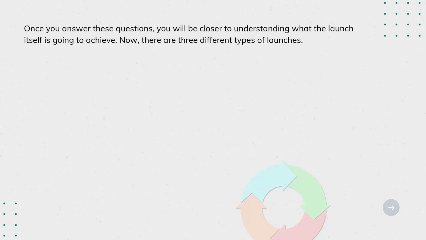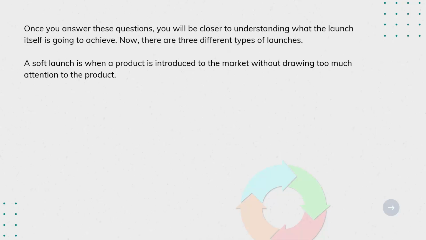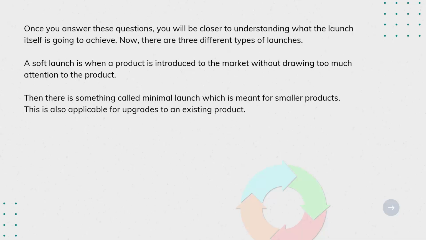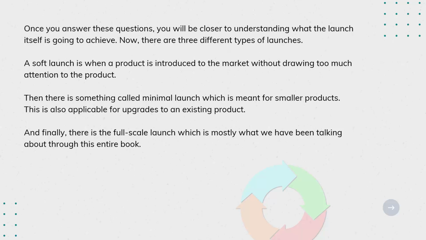Now, there are three different types of launches. A soft launch is when a product is introduced to the market without drawing too much attention to the product. Then there is something called minimal launch, which is meant for smaller products. This is also applicable for upgrades to an existing product. And finally, there is the full-scale launch, which is mostly what we have been talking about through this entire book.